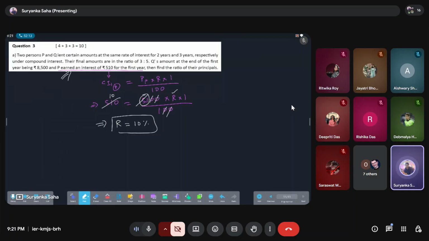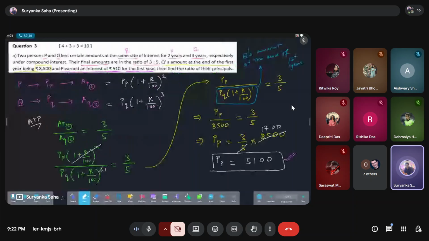Now find the ratio of their principals. So let's again go back to our roots. The ratio of their principals means they are asking for the ratio PP by PQ. Now you see in the previous slide, PP by PQ is already there. Please see this step. PP by PQ is already there.